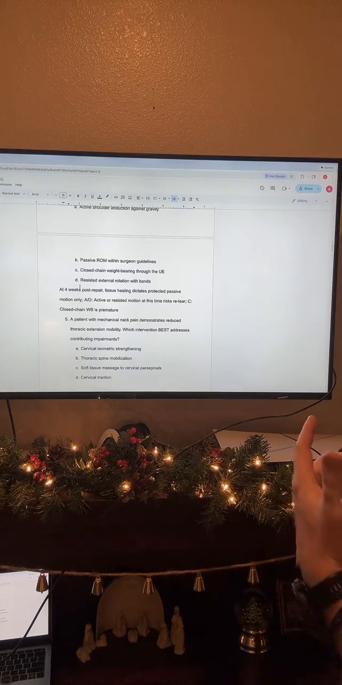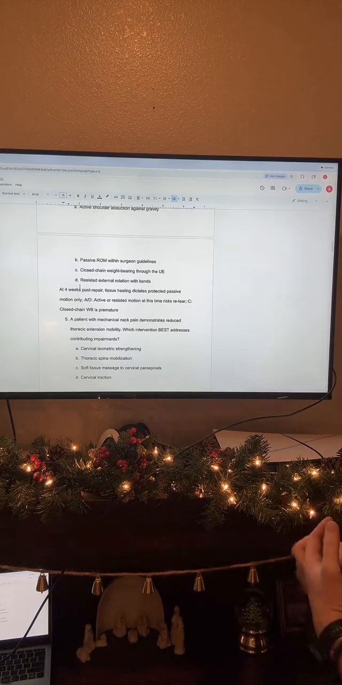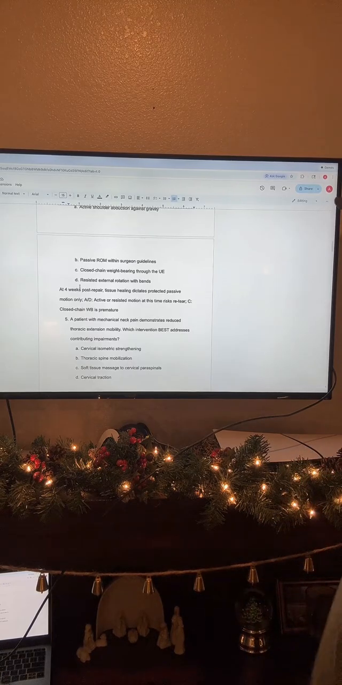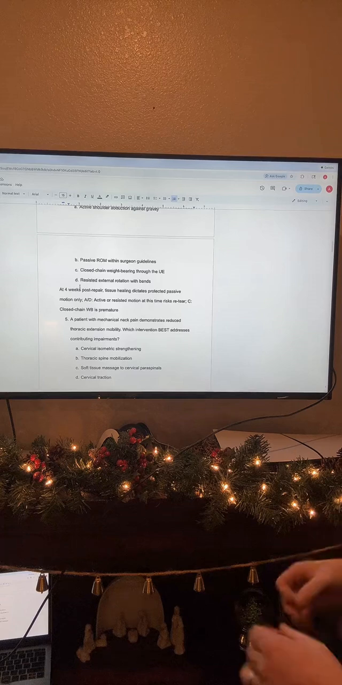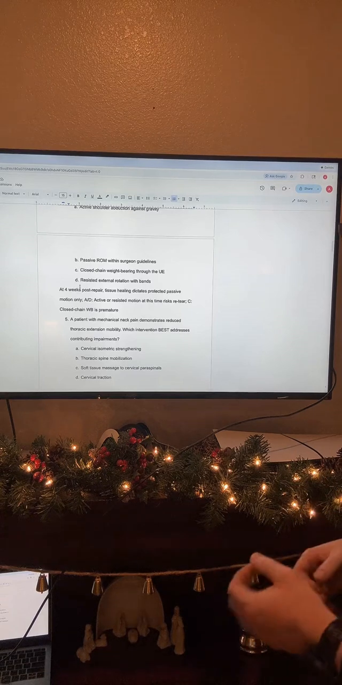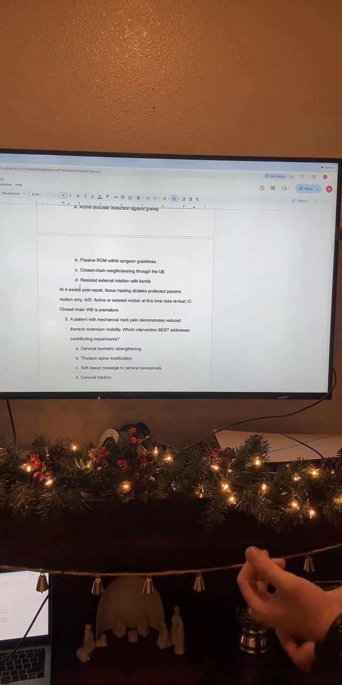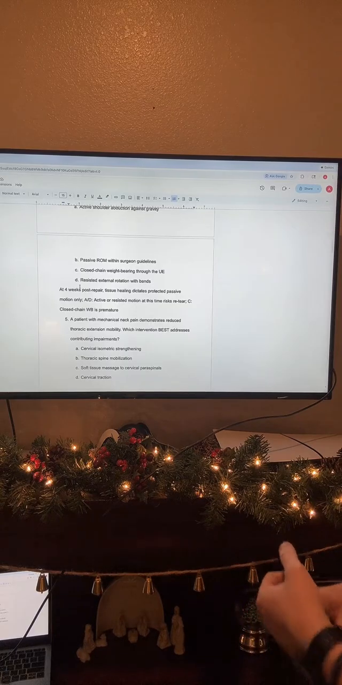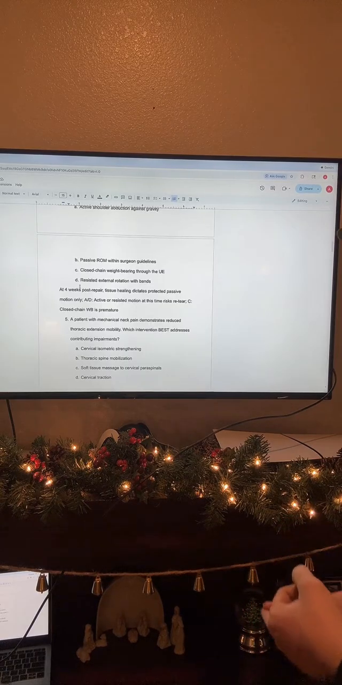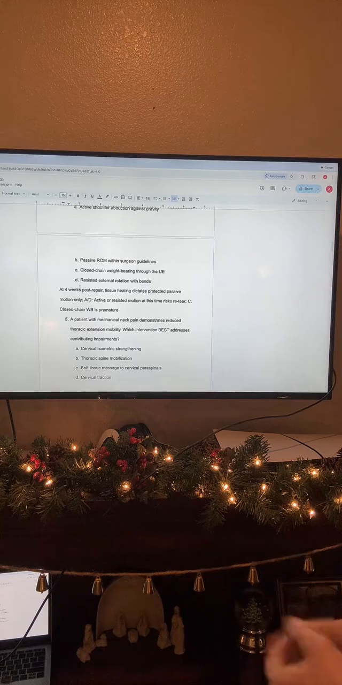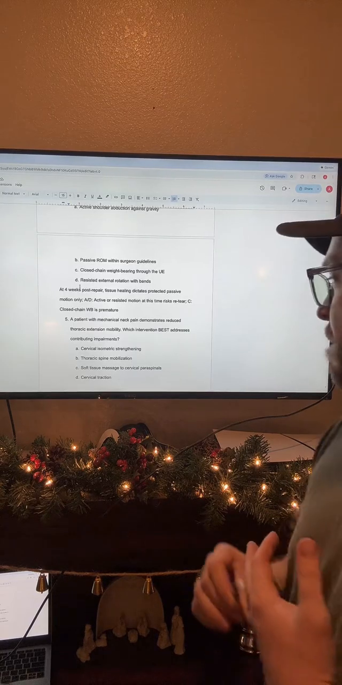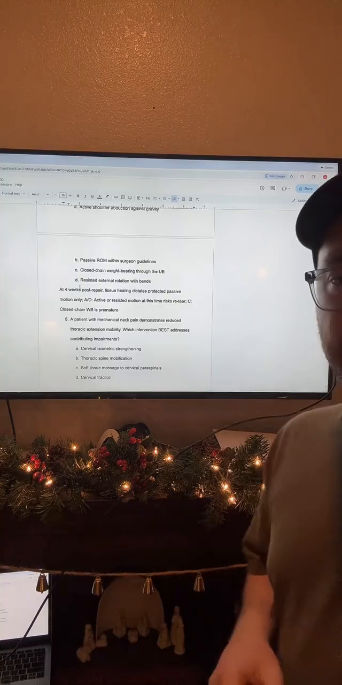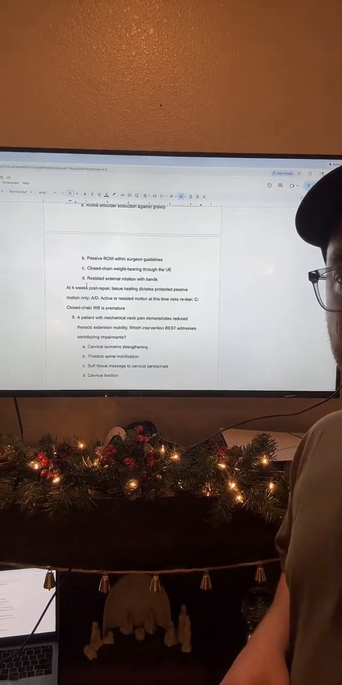I'll read it once more. A patient with mechanical neck pain demonstrates reduced thoracic extension mobility. Which intervention best addresses contributing impairments? A. Cervical isometric strengthening. B. Thoracic spine mobilization. C. Soft tissue massage to cervical paraspinals. Or D. Cervical traction. Let you guys take time to answer.